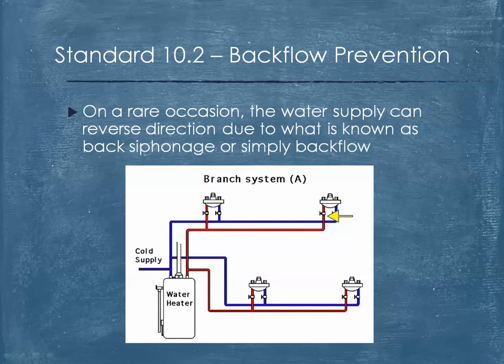On the rare occasion when a backflow event occurs, the water supply can reverse, causing water to flow from the sink or other endpoint back into the plumbing pipes and even into the water main on the street. This is what we are referring to when we talk about back siphonage, or as we will simply refer to it for the rest of this training, backflow.